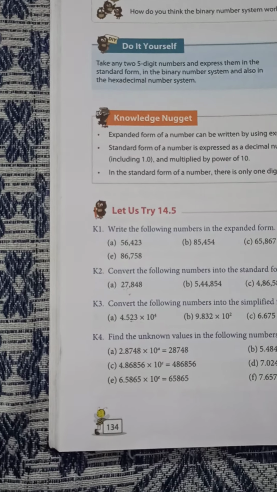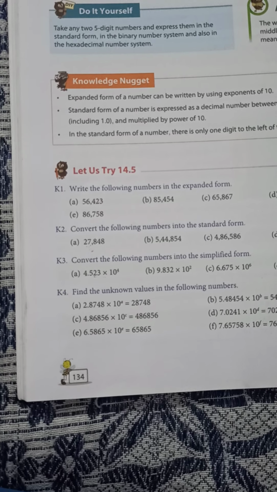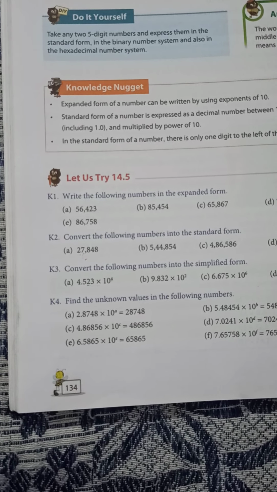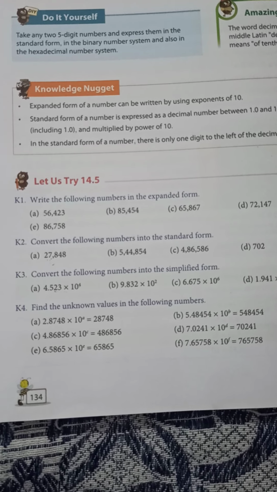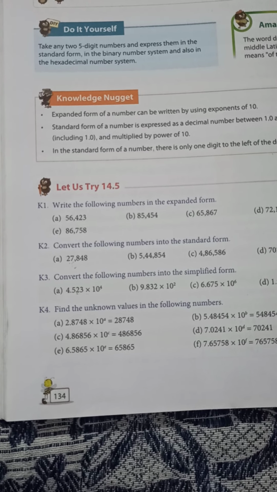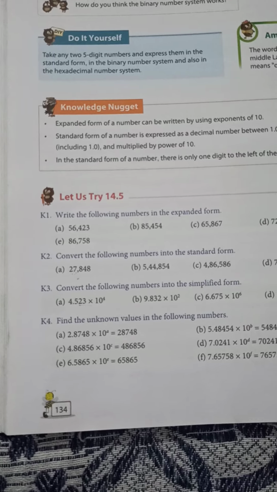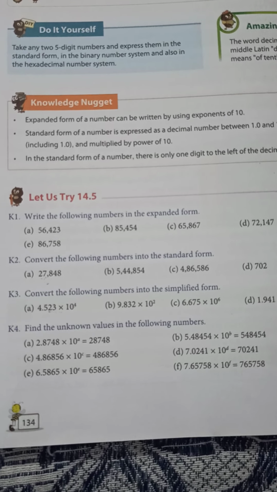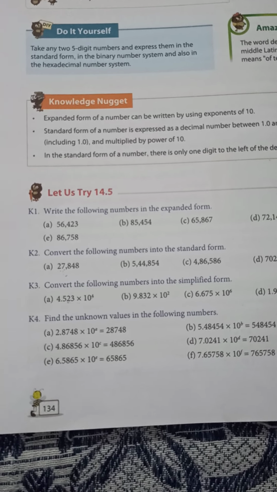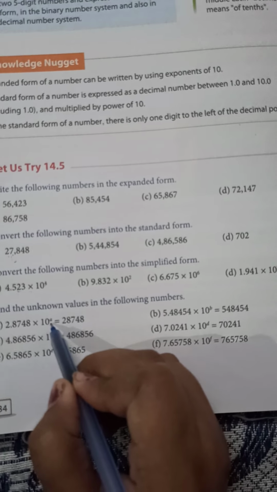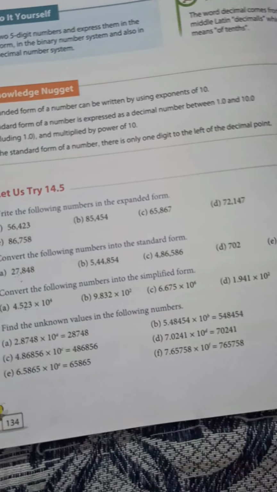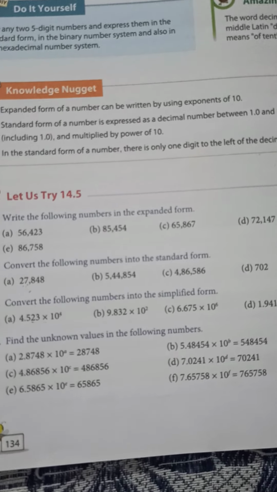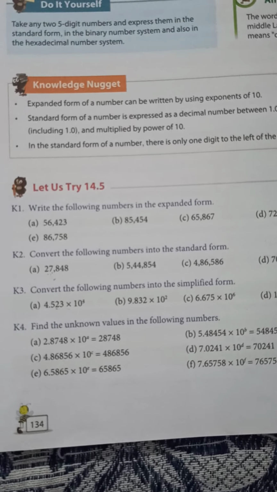Clear? This one is very easy. Now K4, find the unknown values in the following numbers. Like first is here, this unknown values A, C, E names are given. So how you will find this?